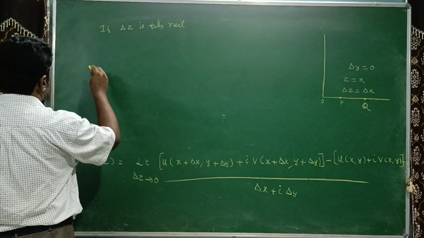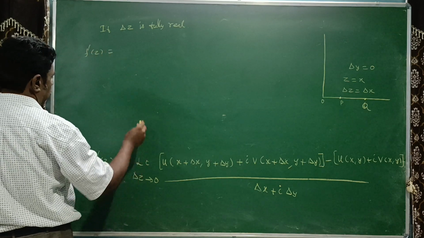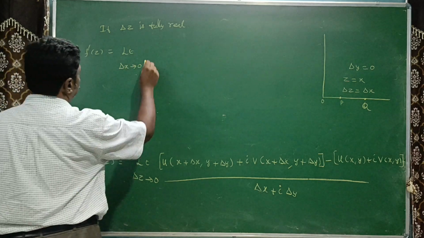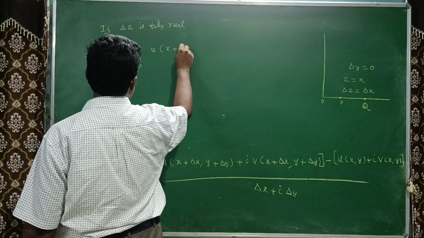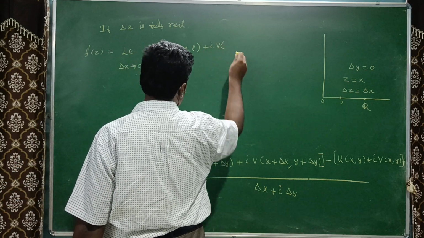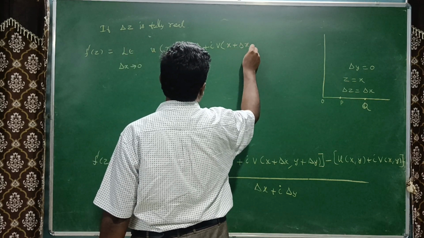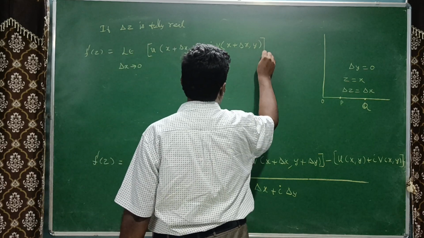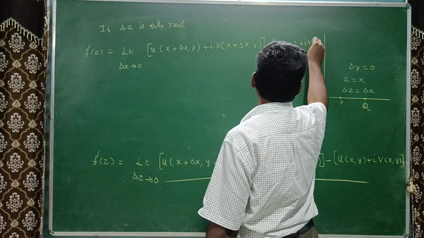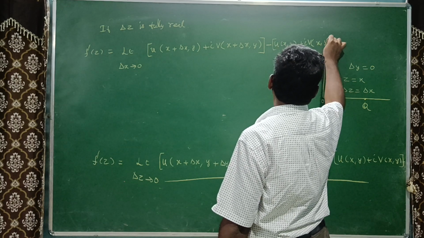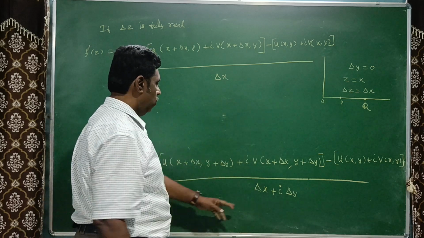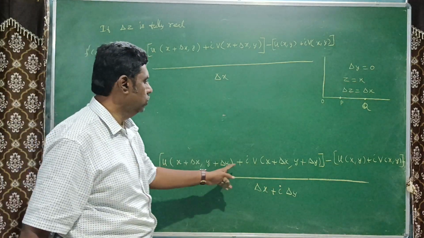Now, the value of f'(z) becomes the limit, where instead of Δz we put Δx, as Δx tends to 0, of [u(x + Δx, y) + i v(x + Δx, y) - (u(x, y) + i v(x, y))] whole divided by Δx. Here we have put Δy equal to 0.